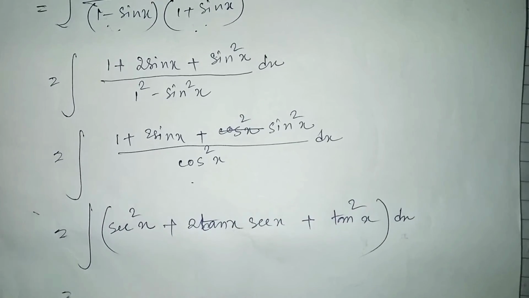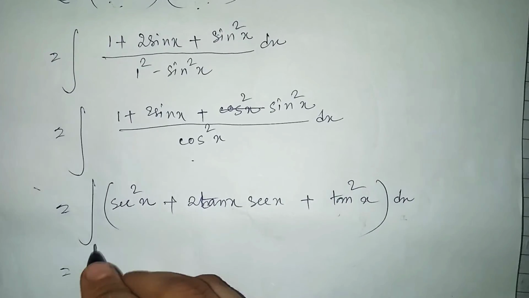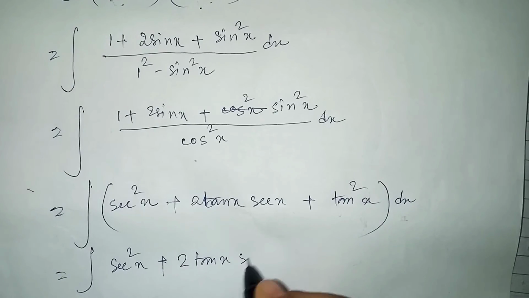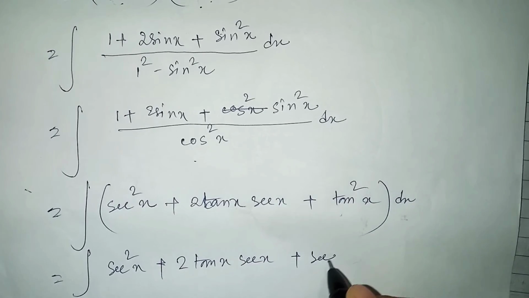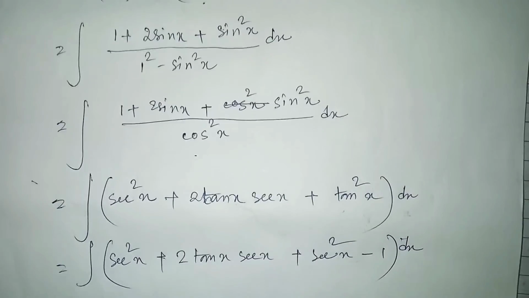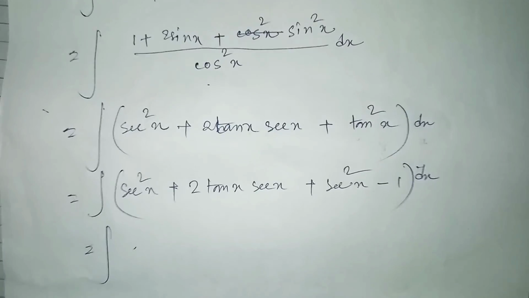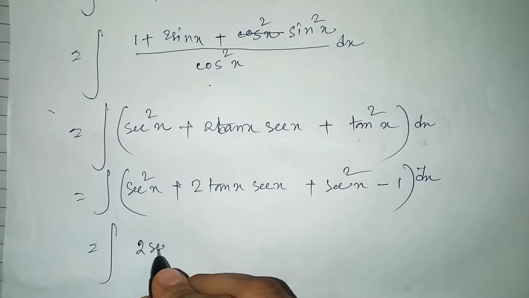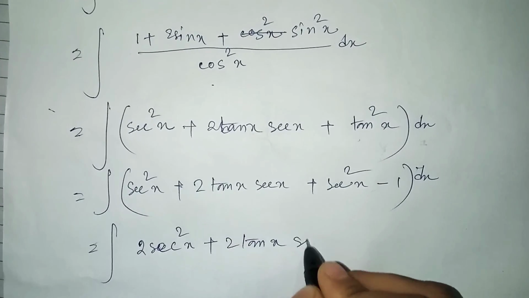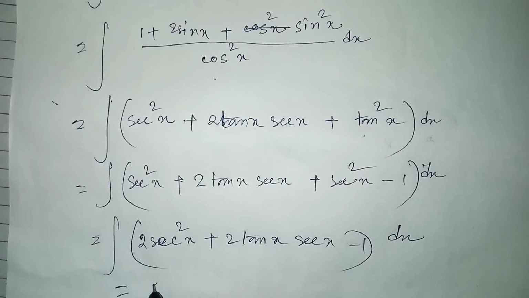Now sec square x integration we know, which is tan x. Sec x tan x integration also we know, but tan square x we don't know. So tan square x is sec square x minus 1. I hope now the integration is complete over here. 2 sec x.